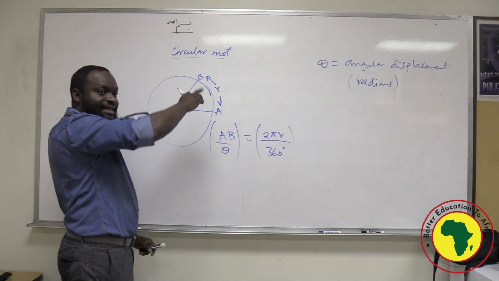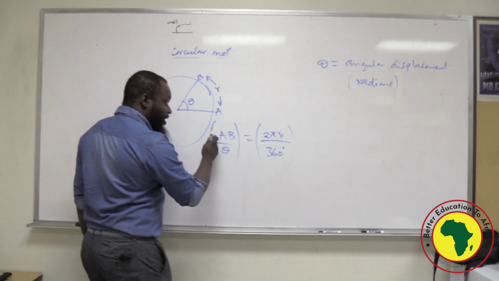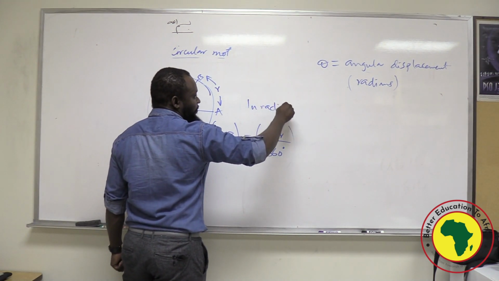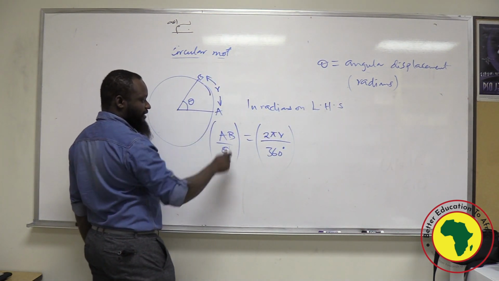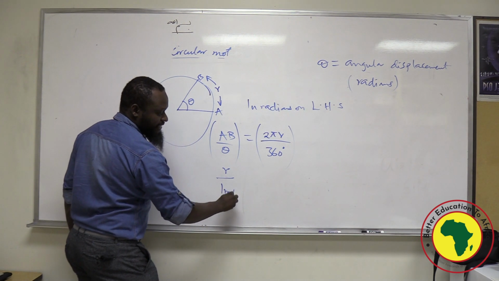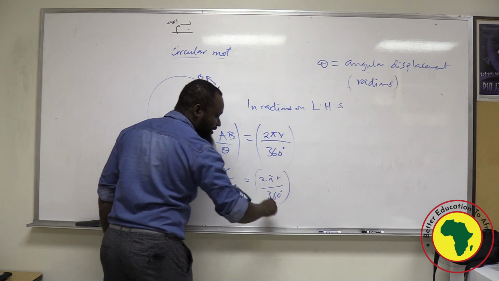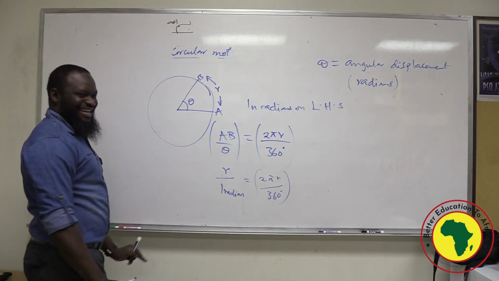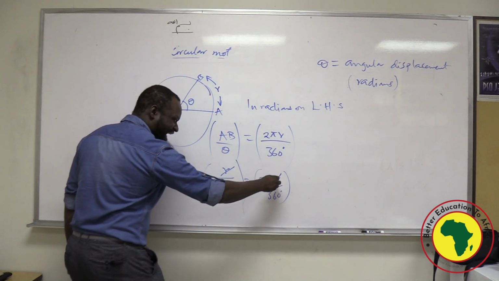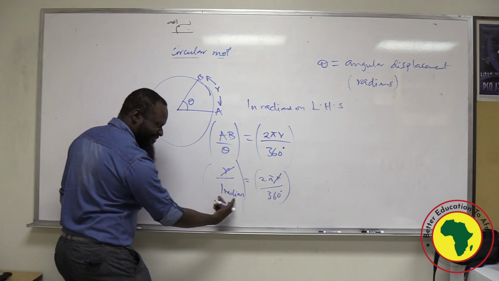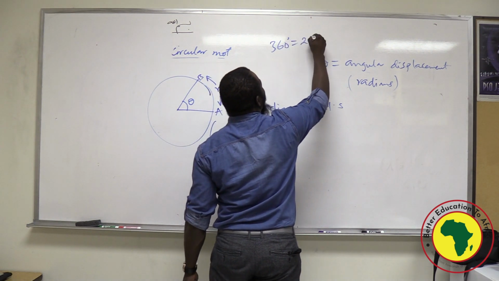Any arc length I take divided by the angle is the same as another arc length divided by its angle. If I'm working in radians on my left-hand side, then AB is R when theta is 1 radian. And this is 2 pi R over 360 degrees. So my right-hand side is in degrees, my left-hand side is in radians. When I cross-multiply to see the conversion, R cancels R, and 360 degrees becomes 2 pi radians.